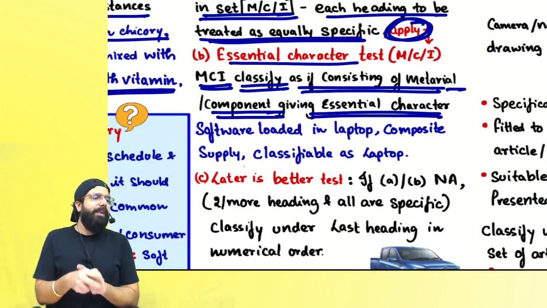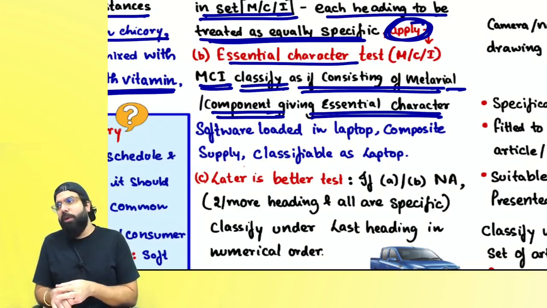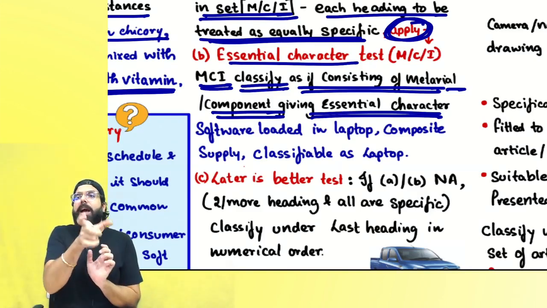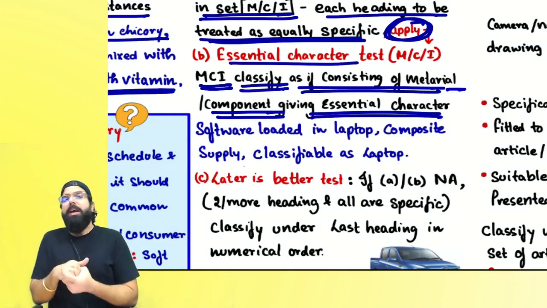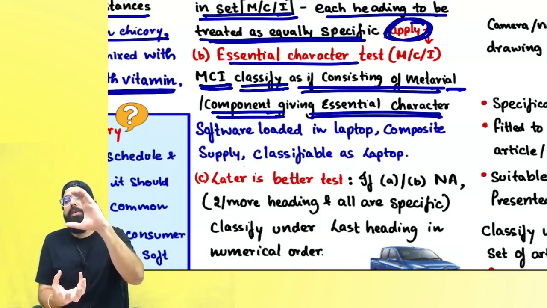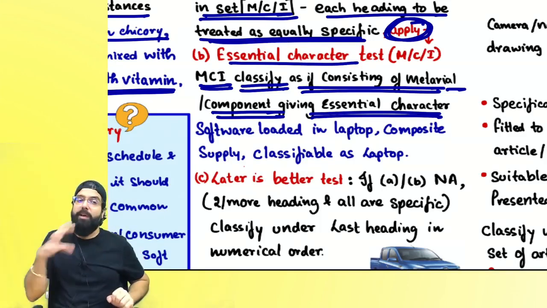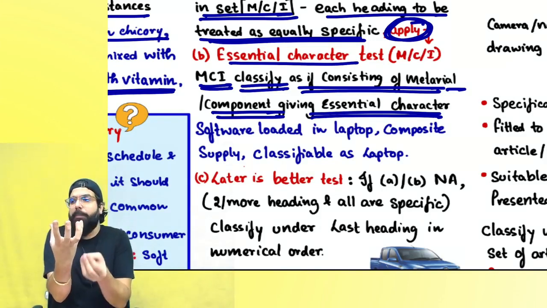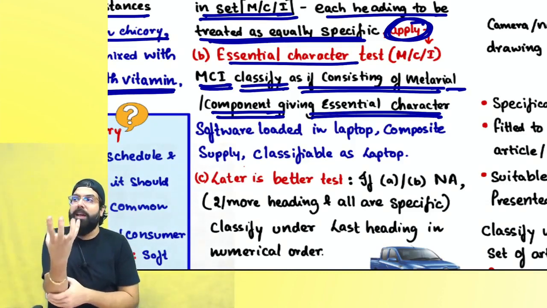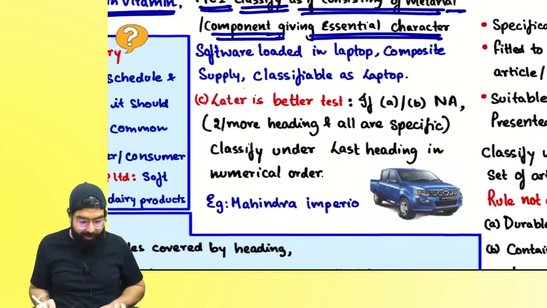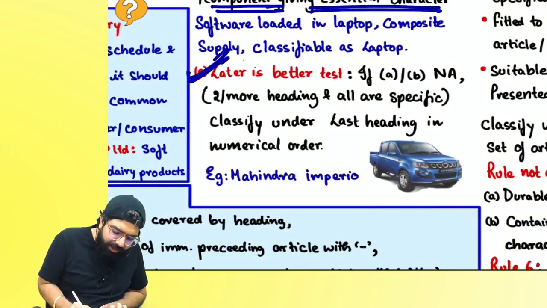For example, if there is a laptop loaded with software, it is to be classified as a laptop because the laptop gives the essential characteristic. Or if there is a book and along with the book one CD has come, it is to be classified as a book because the book gives the essential characteristic. Now if there is a CD of software and along with that a manual has come which is a thin book manual, then it is to be classified as software because the software is giving the essential characteristic. The next one over here is the later the better test.